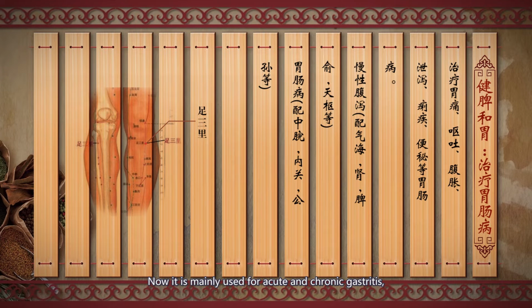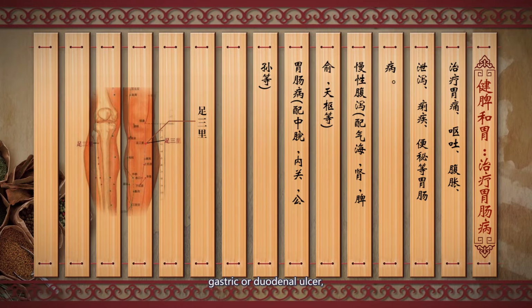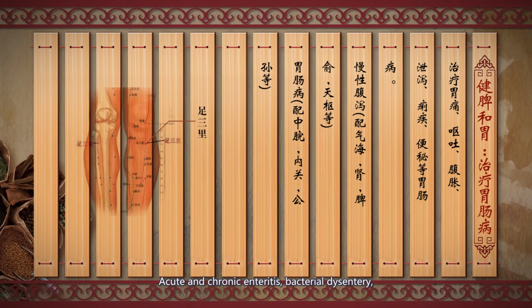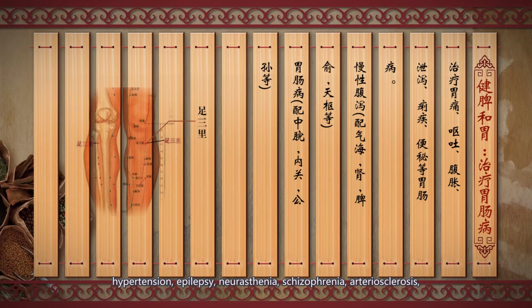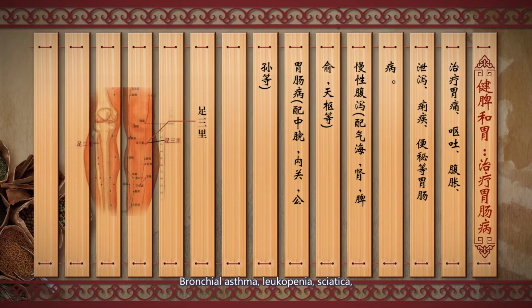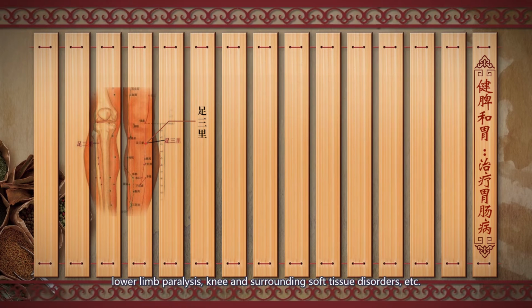Now it is mainly used for acute and chronic gastritis, gastric or duodenal ulcer, acute and chronic pancreatitis, hepatitis, dyspepsia, acute and chronic enteritis, bacterial dysentery, shock, neurotic headache, hypertension, epilepsy, neurasthenia, schizophrenia, arteriosclerosis, bronchial asthma, leukopenia, sciatica, lower limb paralysis, leg and surrounding soft tissue disorders, and so on.